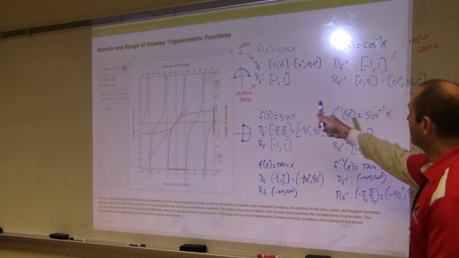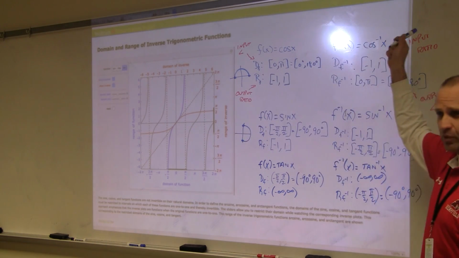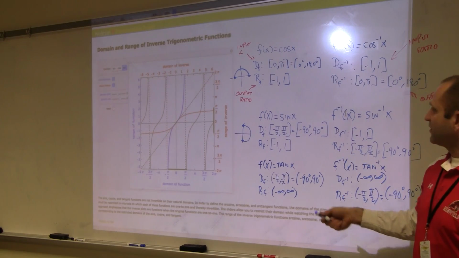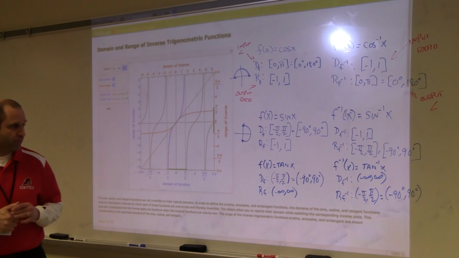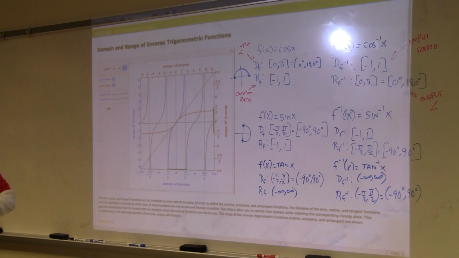I only wrote it down once about the input-output, but that's really important. That applies to all these, right? So when it's the regular trig function, the input is the angle measure, the output is the ratio, and it switches when you're doing inverse trig. So keep that in mind.